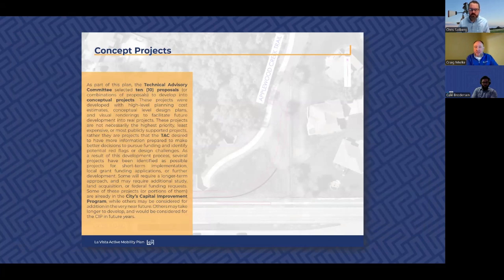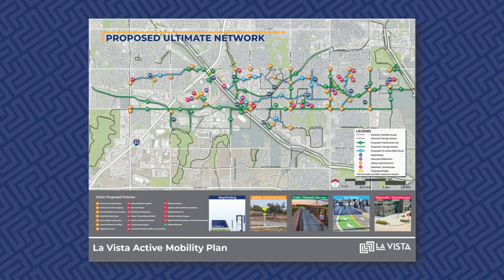We also came up with a number of concept projects. And so these were projects where we took a little bit more time to analyze what those projects would be and come up with some potential cost estimates and layouts for several different kinds of projects. And then that all culminated with an ultimate network map. And this is everything that we thought of, policies, projects throughout the entire system.